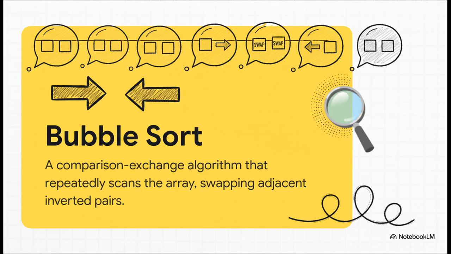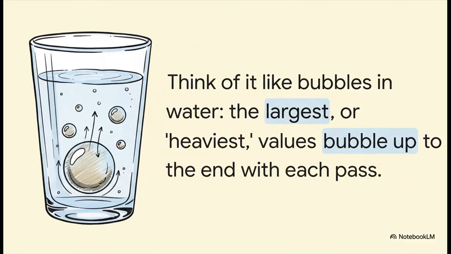First up to the plate is bubble sort. I kind of like to think of this one as the patient comparer. Its strategy is really simple. Just look at 2 items right next to each other, and if they're in the wrong order, you swap them. And it just does this over and over and over again. The core analogy here is just so intuitive, it's perfect.